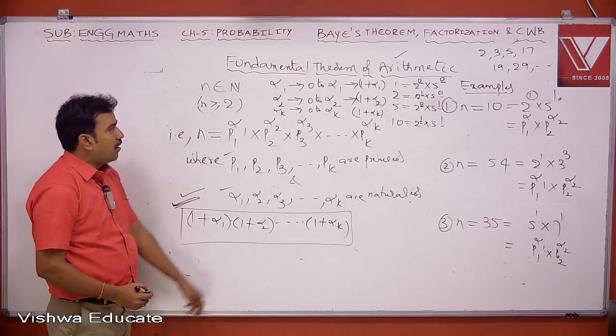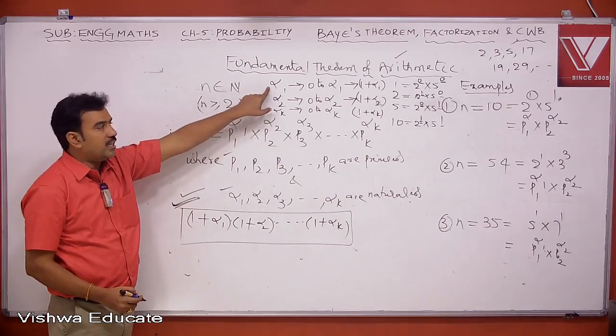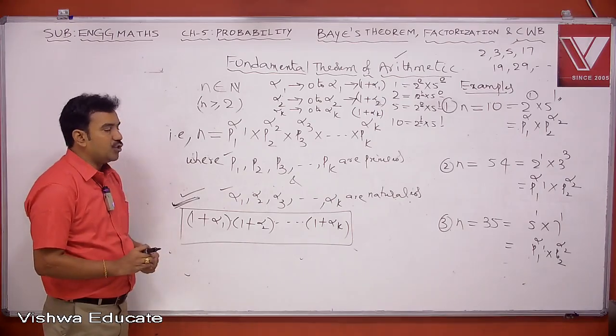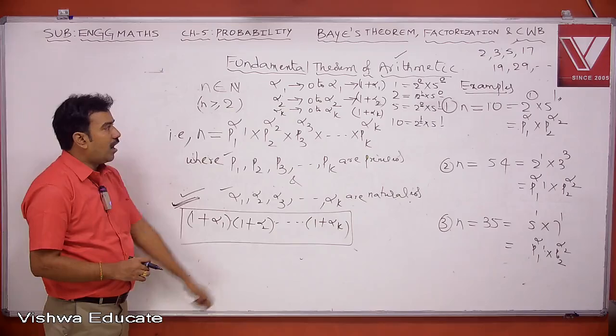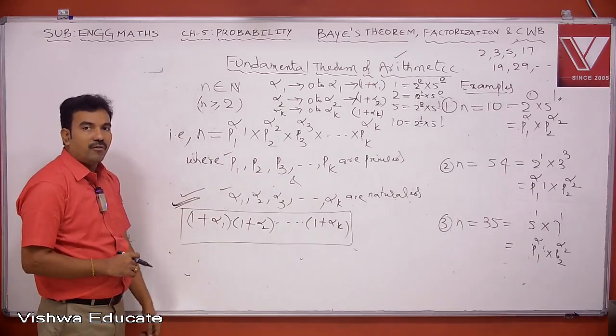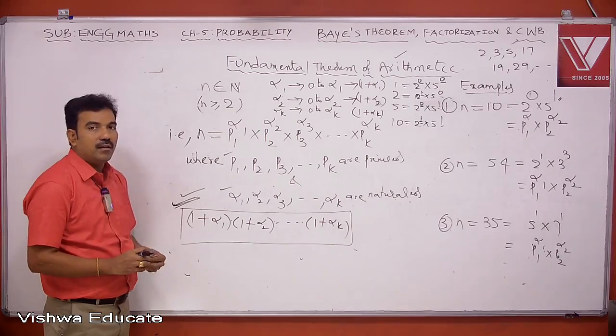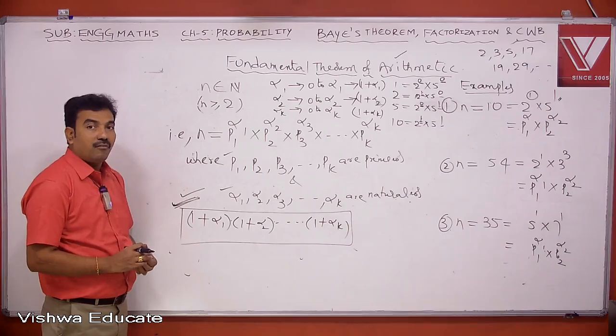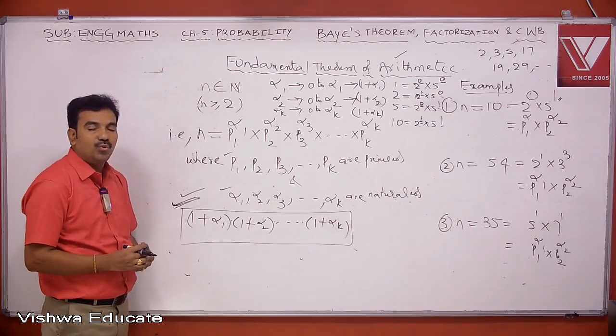Because alpha 1 ranges from 0 to alpha 1, alpha 2 ranges from 0 to alpha 2, and so on, alpha k ranges from 0 to alpha k.